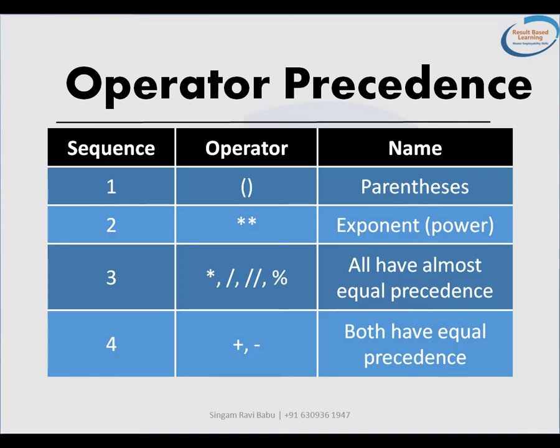To perform arithmetic operations properly, we need to understand operator precedence. If you look at this table, there are 4 levels of operator precedence. The first level is parentheses. In any arithmetic expression, if you find parentheses, you should always evaluate the expression within the parentheses first. Then, if you find an exponent, you have to evaluate the exponent. Exponent has the second level of precedence, and in the third level we have multiplication, division, integer division and modulo. All of these have almost the same precedence, and in the fourth level we have plus and minus.